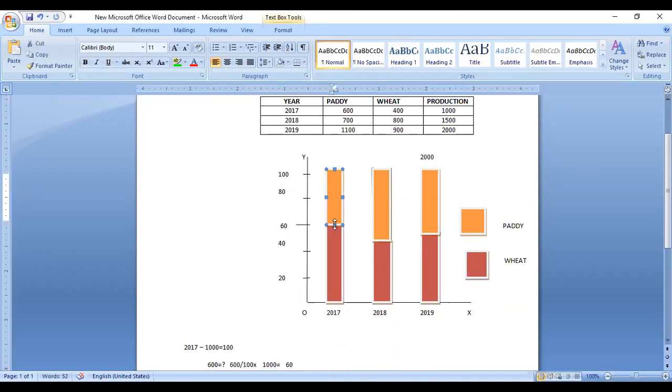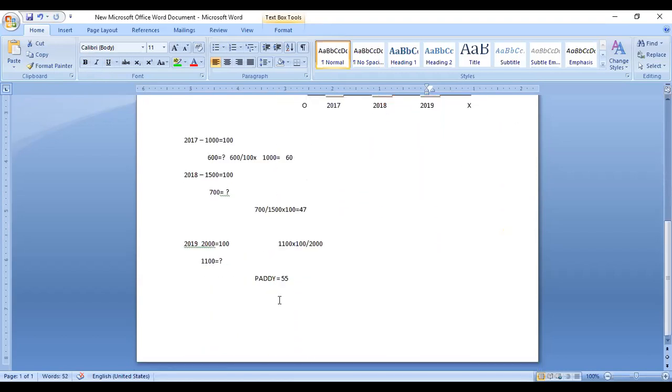Okay. So today we have seen three kinds of bars. That is simple bar diagram, subdivided bar diagram, which is also known as component bar diagram, and lastly, we have seen percentage bar diagram.